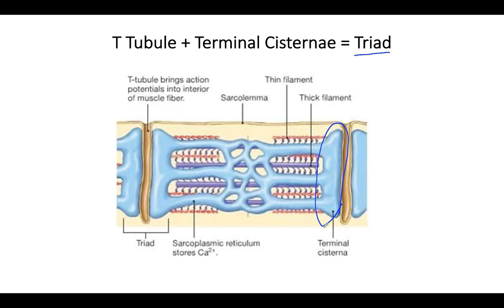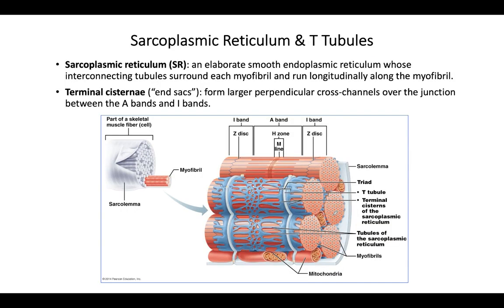Terminal cisternae is part of the sarcoplasmic reticulum, but this part is a little bit enlarged, like an enlarged sac of sarcoplasmic reticulum. We call that terminal cisternae. Why is this kind of structure required? Let's think about that one more time.